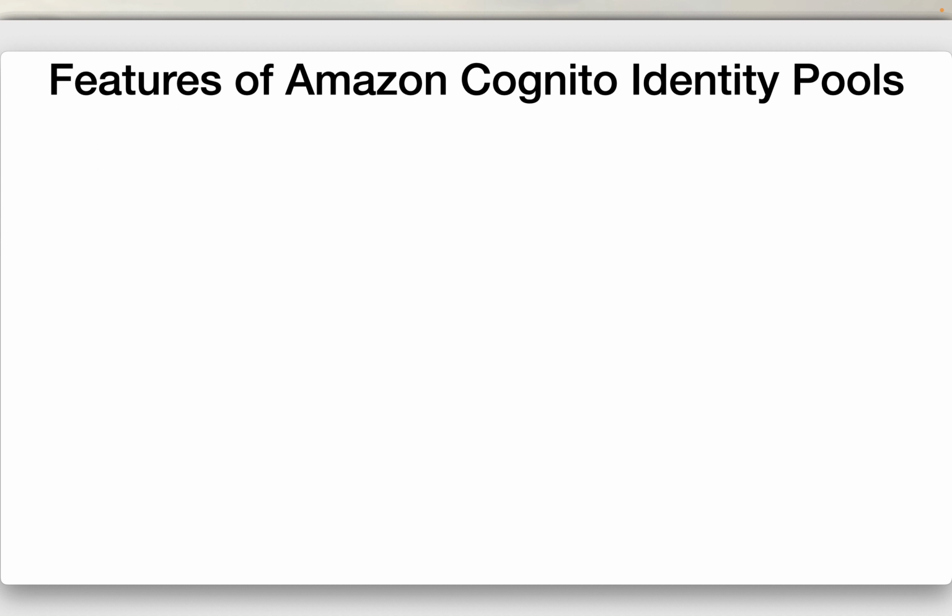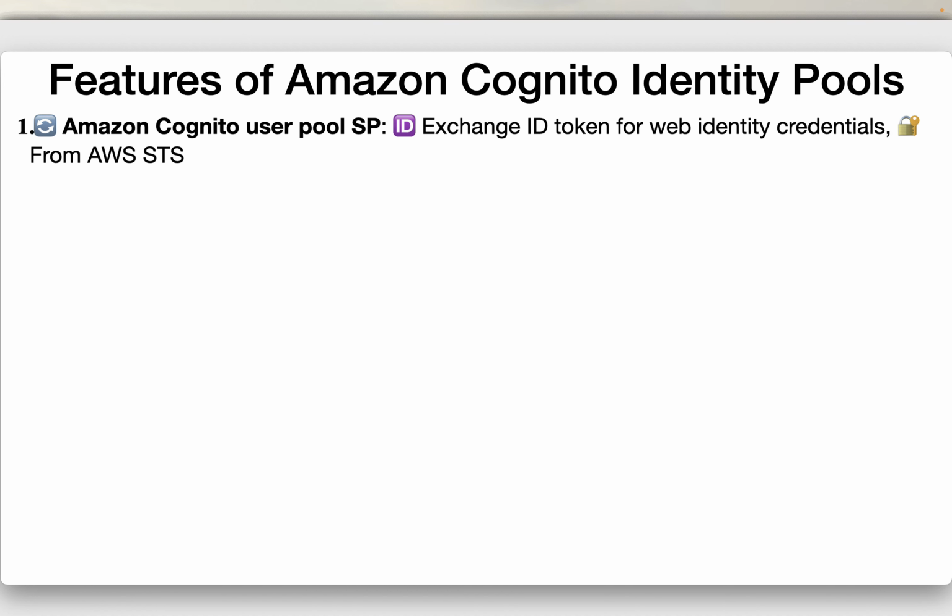Okay, now the features of Amazon Cognito identity pools. Let's see all the features in detail. Amazon Cognito User Pool Service Provider: this is used to exchange an ID token from your user pool for web identity credentials from AWS Security Token Service (STS).